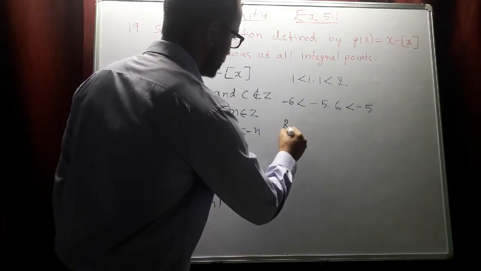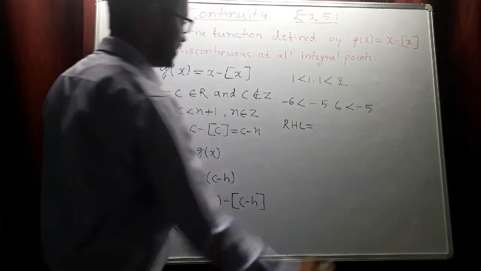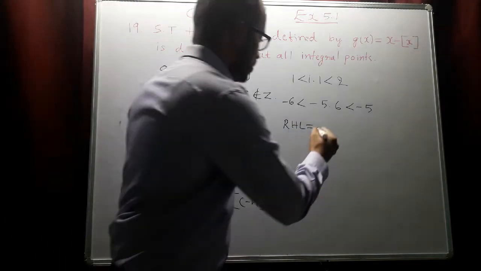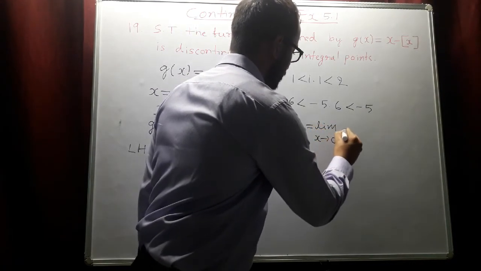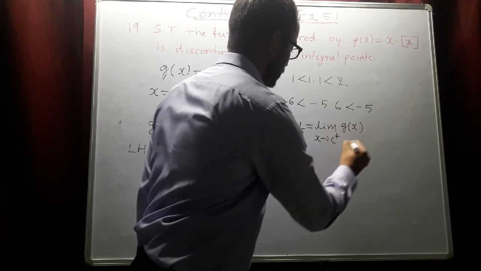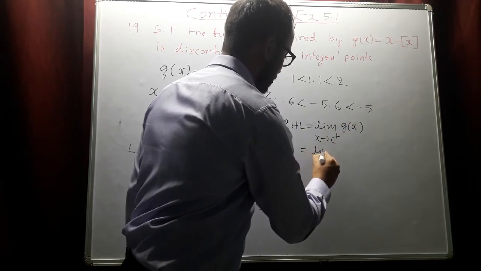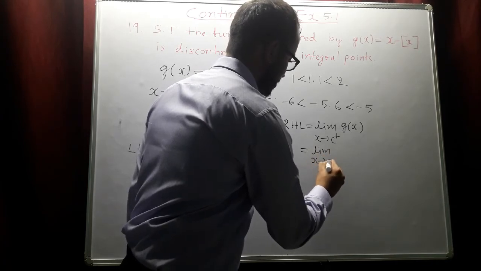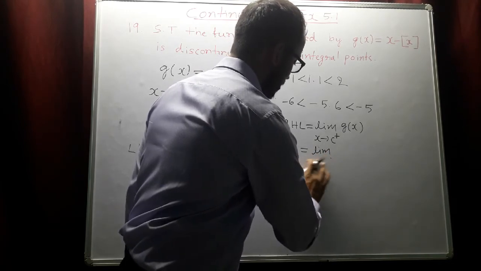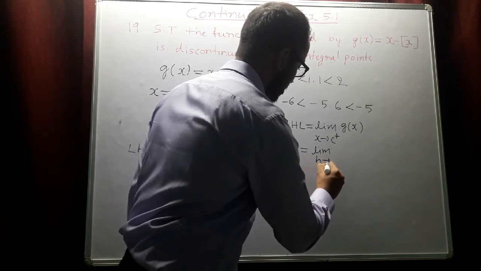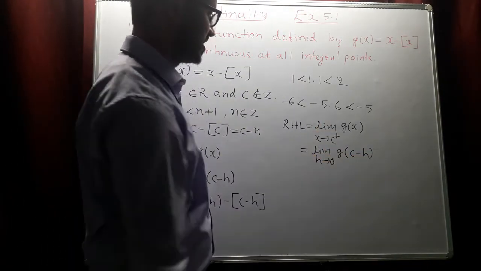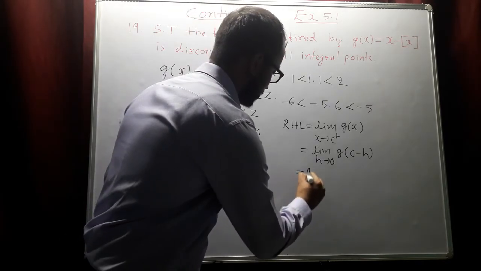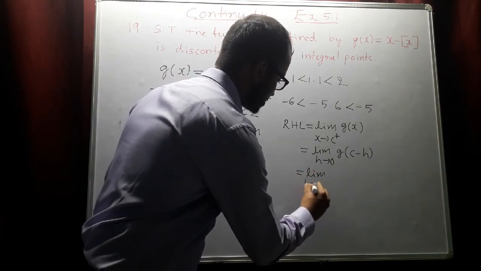Similarly, if you compute the right hand limit, that is limit x tends to c plus of g of x, or we can write it as limit h tends to 0 of g of c plus h. So both definitions are the same. That is equal to limit h tends to 0.